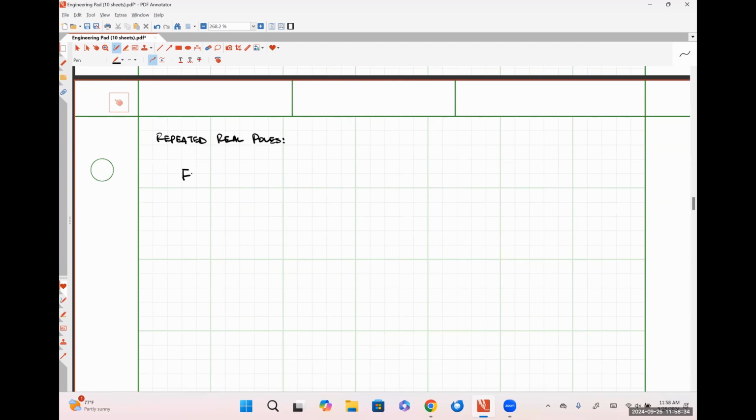So let's say that I have some generic function that could be expressed as some numerator polynomial over s plus p to the mth power, right? And we still have the constraint here that the order of my numerator polynomial has to be less than the order of my denominator polynomial. Okay.